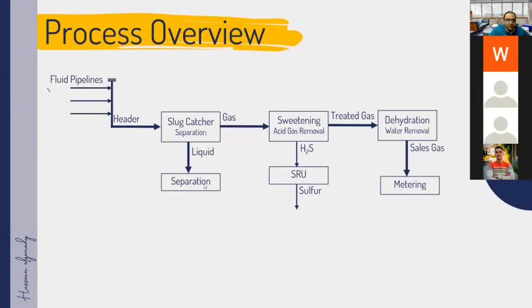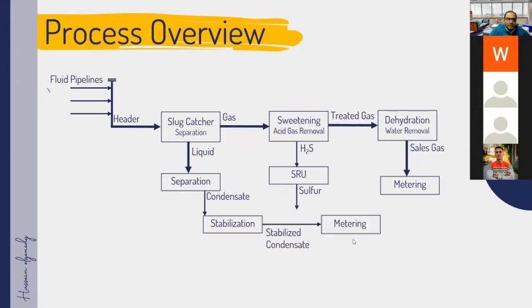So the liquids are going to separation. Mainly the condensate is sent to condensate stabilization, and to metering to be sold as stabilized condensate. The water is sent to two important units, SWS and MRU. SWS is sour water stripping, and MRU is MEG recovery unit, at which we recover the MEG. The SWS produces waste water without H2S, which may be reused in the plant or sent to disposal.